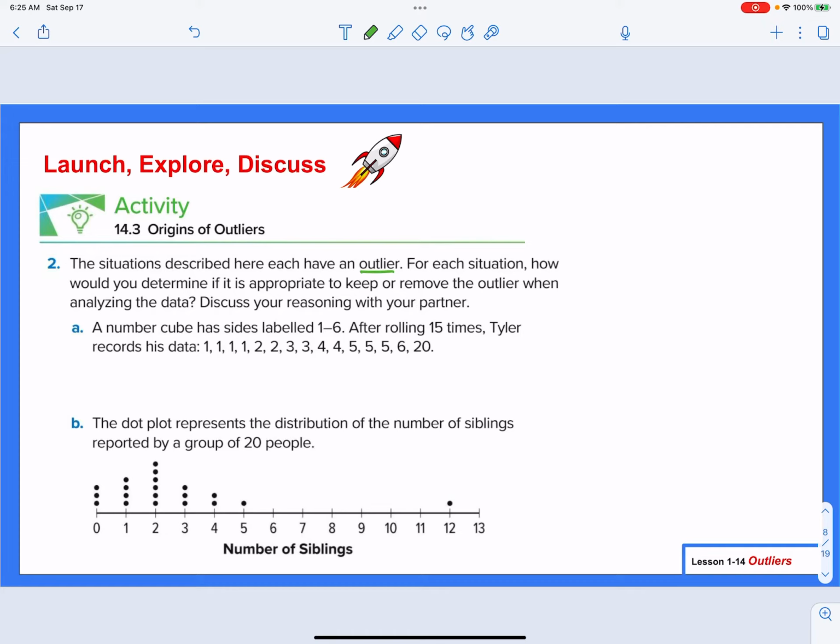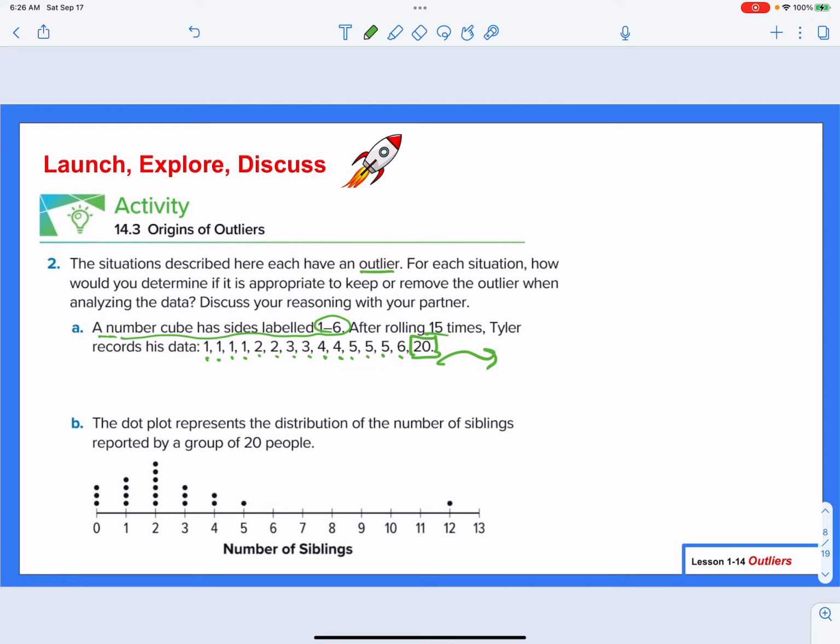Well, let's see. A number cube has sides labeled 1 to 6. After rolling it 15 times, here's the data: 1, 1, 1, 1, 2, 2, 3, 3, 4, 4, 5, 5, 5, 6, and 20. Well, that 20 is definitely way outside the range. Should we keep it and use it as part of our data or not?